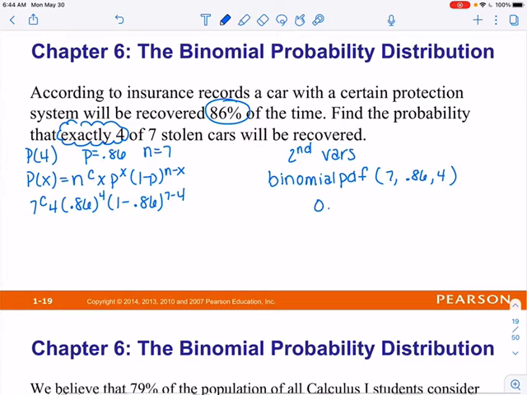As an exact answer over here, you're going to get 0.05253. And if you plug this one on the left-hand side, you're going to get 0.0525. Okay, so you can see they're pretty darn close. So an exact amount, binomial PDF.